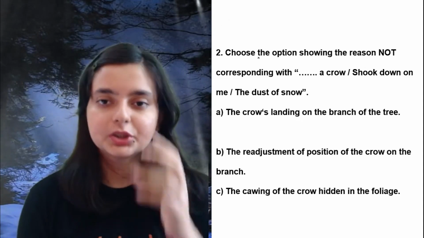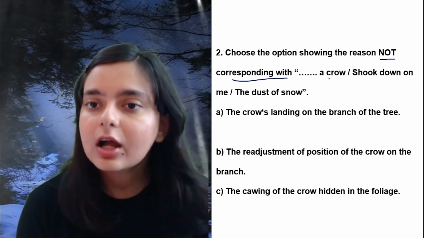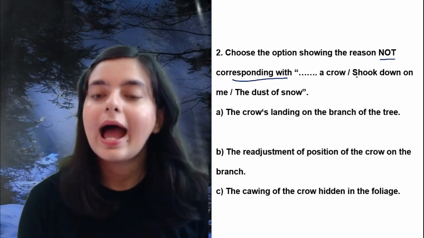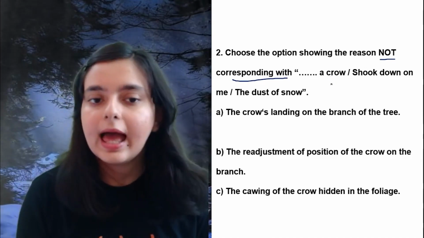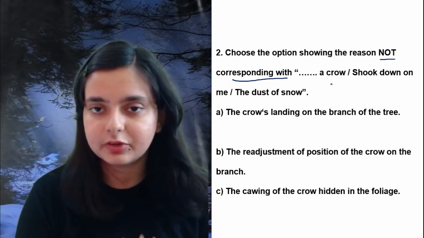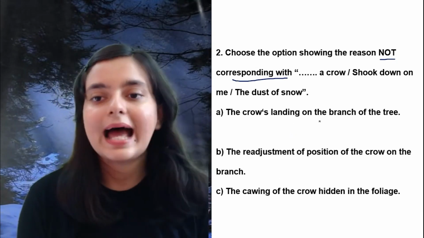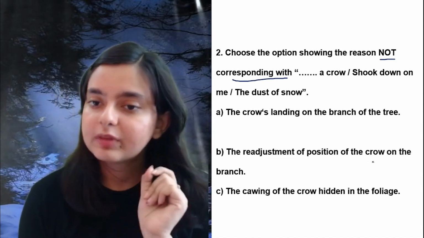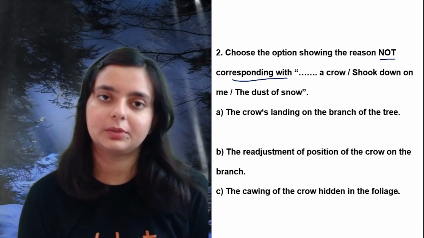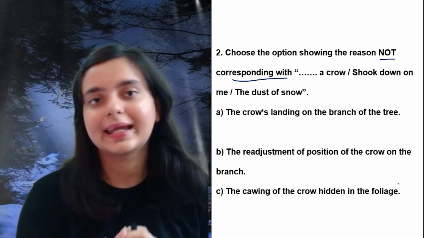Read the question carefully. Choose the option showing the reason not corresponding with "a crow shook down on me the dust of snow." So why do you think the crow had shaken down the snow? What is the reason? There are several reasons which might help the crow shake down the branch of the tree. Which among the following reasons is not one of the reasons? The crow's landing on the branch of the tree, the readjustment of the position of the crow on the branch, the cawing of the crow hidden in the foliage. What do you think? Which is not a reason why the crow might have shaken the branch of the tree?